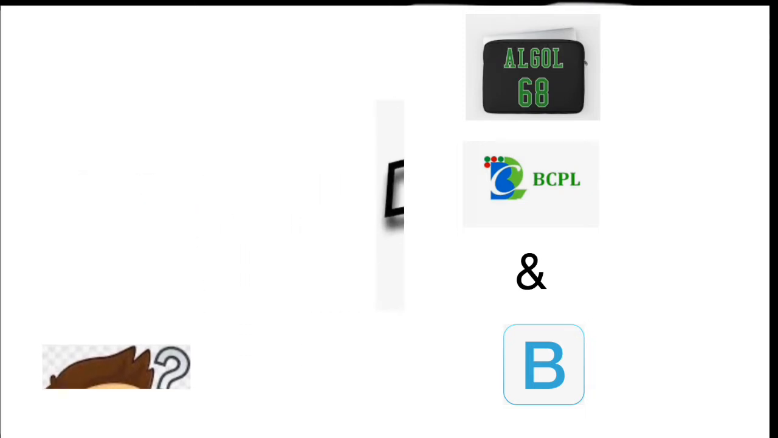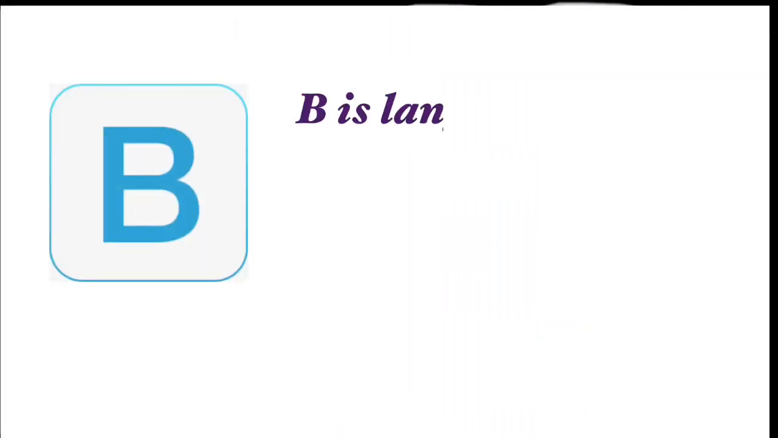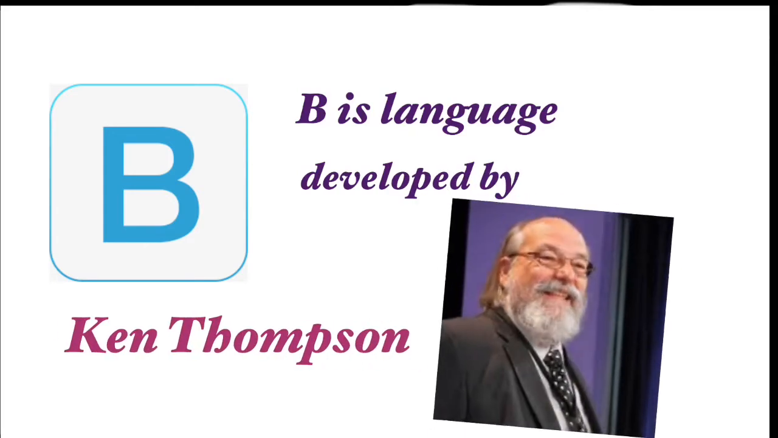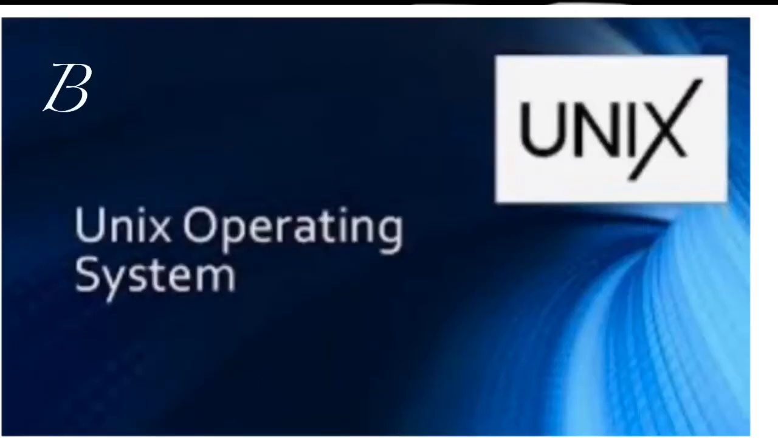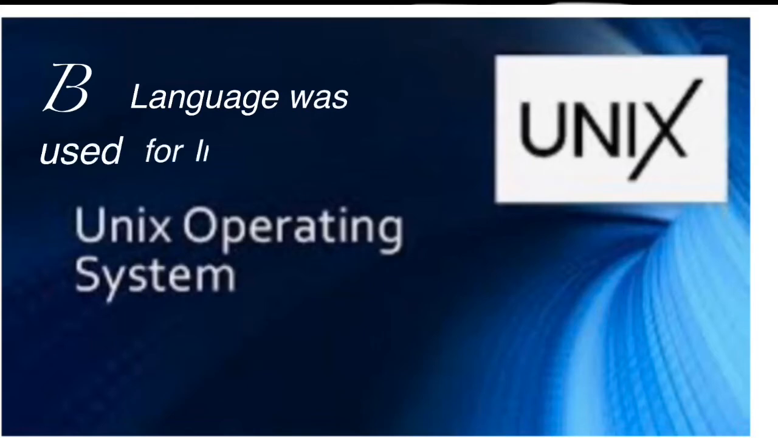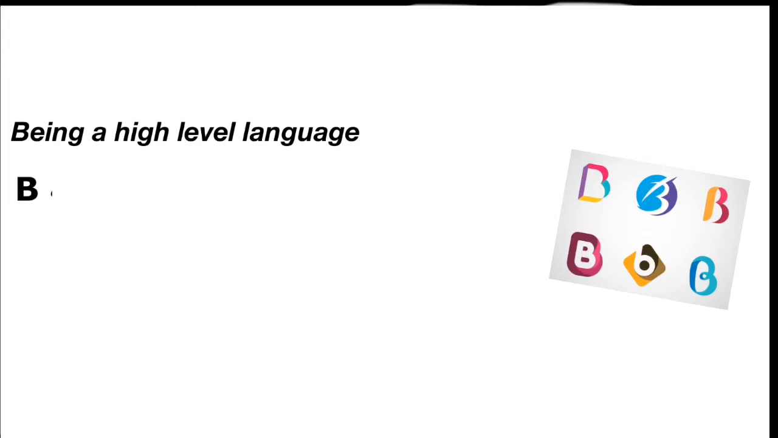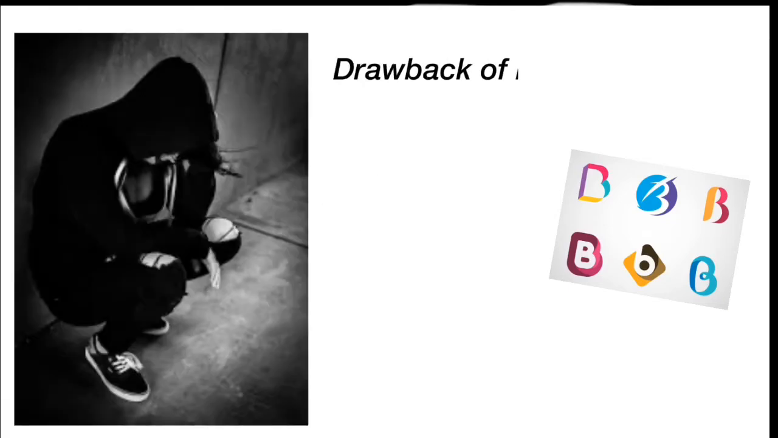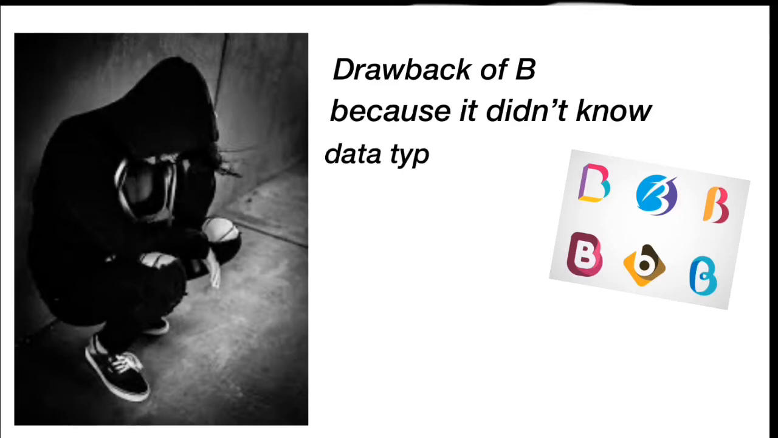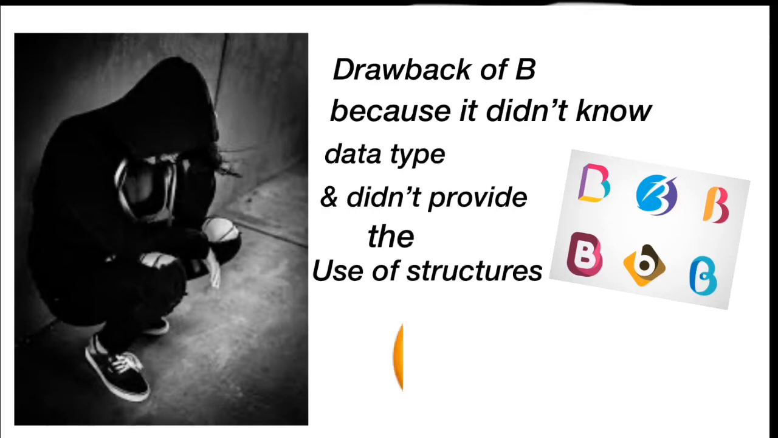and B. B is the language developed by Ken Thompson in 1970. C is also called an offspring of BCPL because earlier the language B was used for improving the Unix system. Being a high-level language, B allowed much faster production of code than assembly code. Still, B suffered from drawbacks as it did not understand data types and did not provide the use of structures.